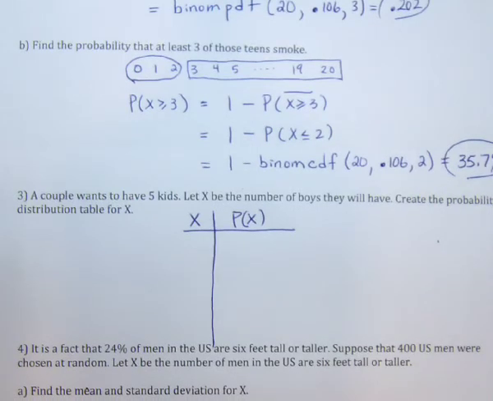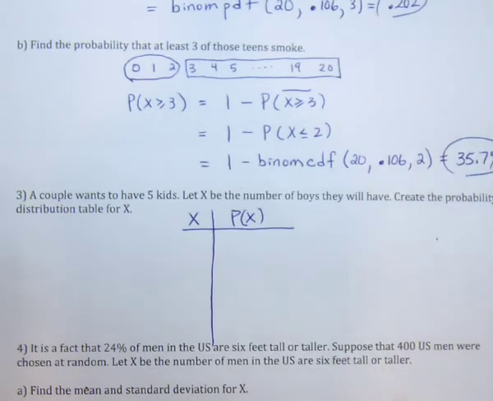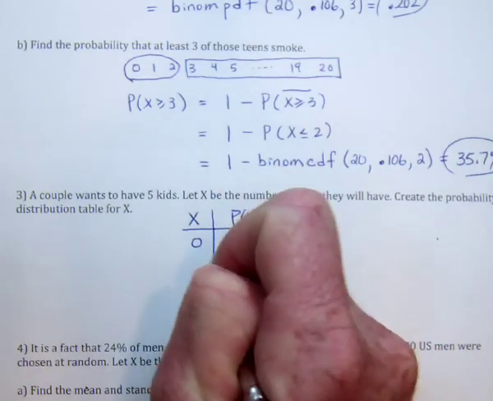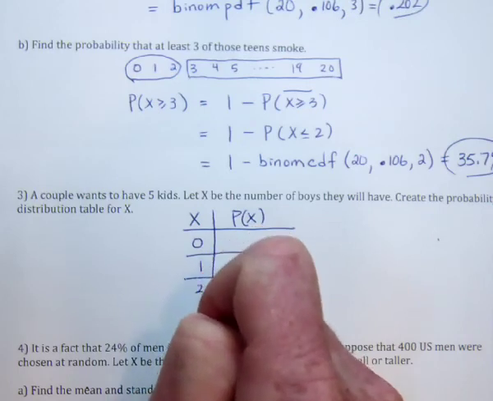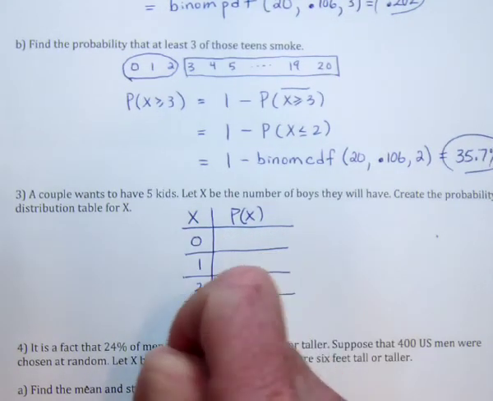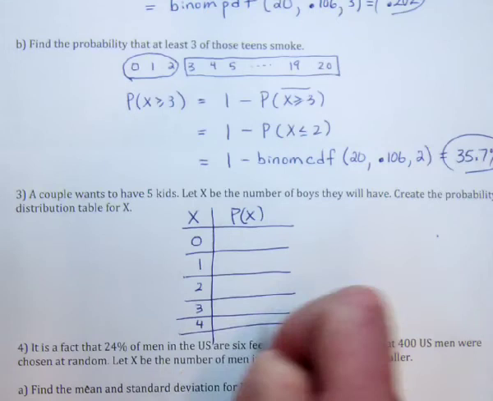Well, if they're going to have 5 kids and X is the number of boys, the smallest X could be is that they have 0 boys. They might have 1 boy, 2 boys, 3, 4, can I make it? 5.